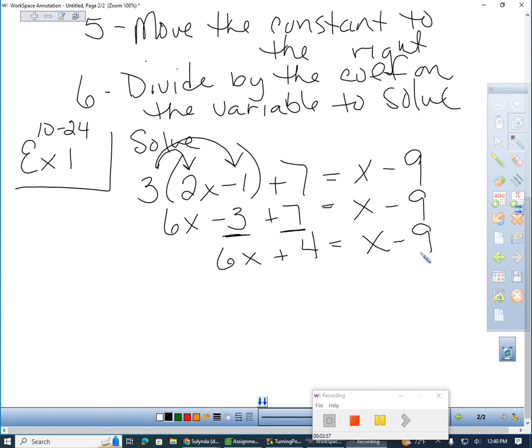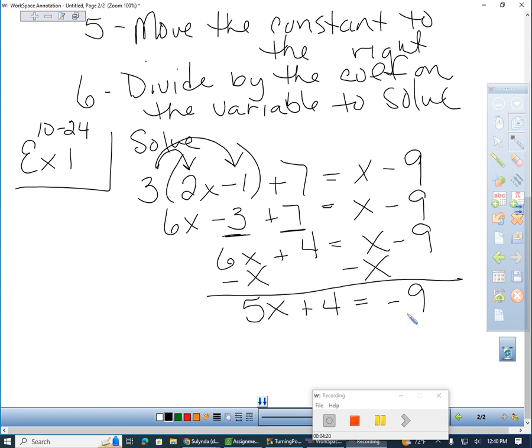Now I need to move the variable to the left. It's a positive 1x now. To move it, I'm going to subtract 1x. Whatever I do to this side, I have to do to this side. So I have 6x minus x is 5x. I still have plus 4 equals negative 9.